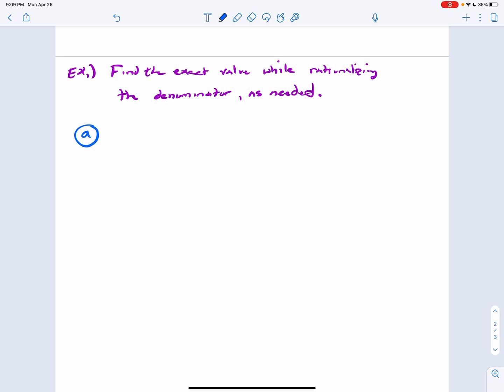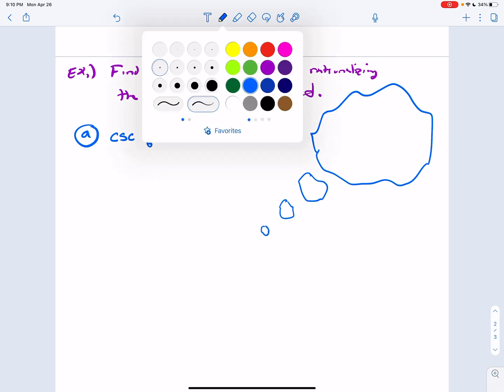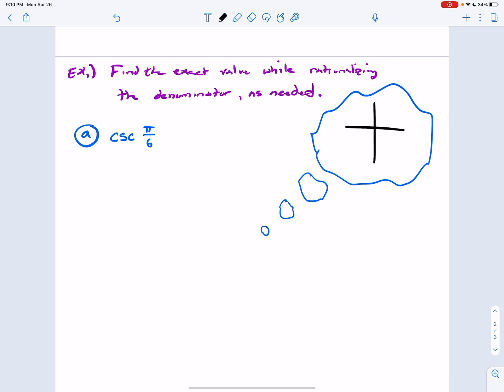So here's part A. Let's go ahead and do cosecant of pi over 6. All right. At any time with these examples, if you want to pause and try it on your own, go ahead and go for it, okay? Okay, so here's the thought process. The first thing you want to ask yourself is, where am I? Which quadrant am I in? So in your mind, here's your little thought bubble. My thought bubbles are getting better and better each time. Not really. You're thinking about your quadrants, okay?